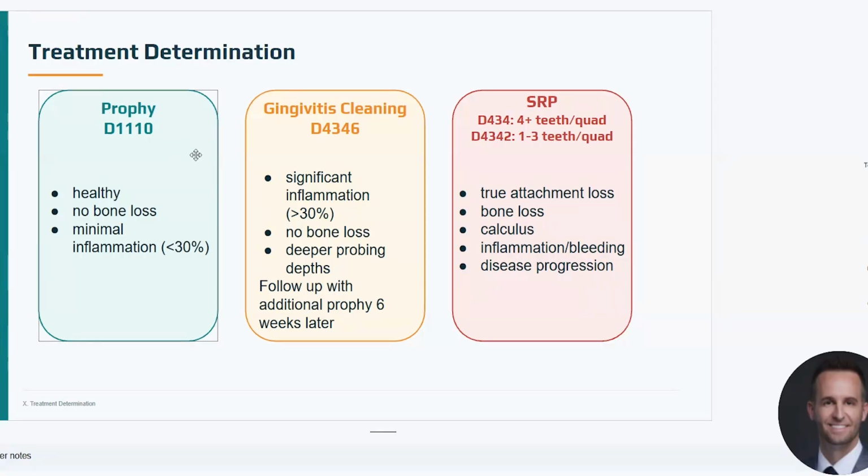So for a prophy, D1110, the mouth is healthy. There's no bone loss. There cannot be bone loss for a prophy. And there's minimal inflammation, less than 30%. Well, what does that mean? Well, it's kind of subjective. But generally speaking, if they've got some inflammation, but there's more healthy areas than there is inflammation, we're going to just go with the prophy.